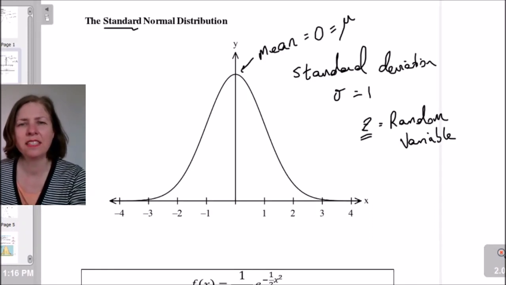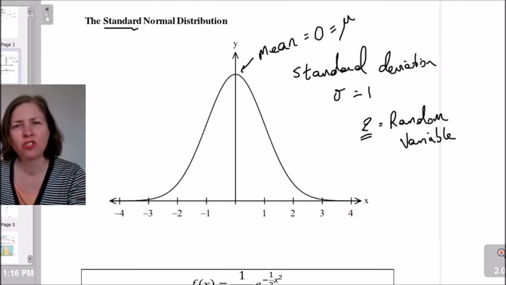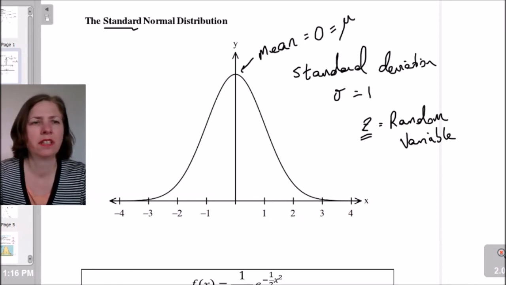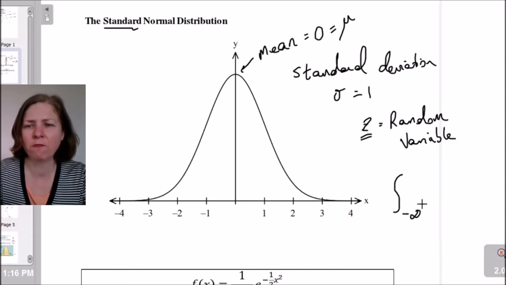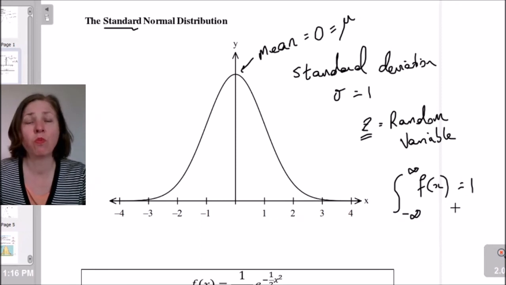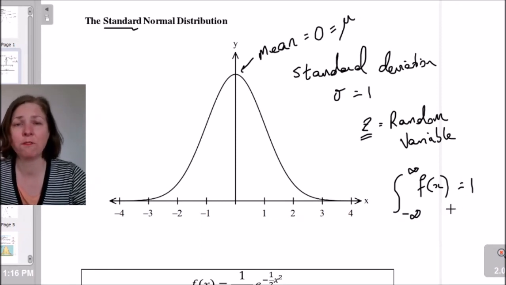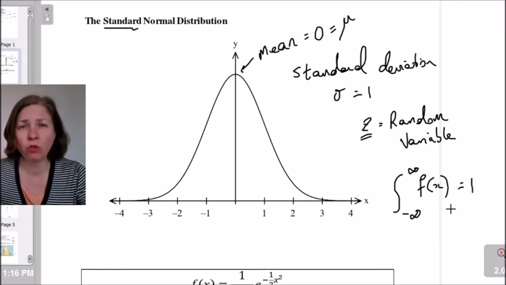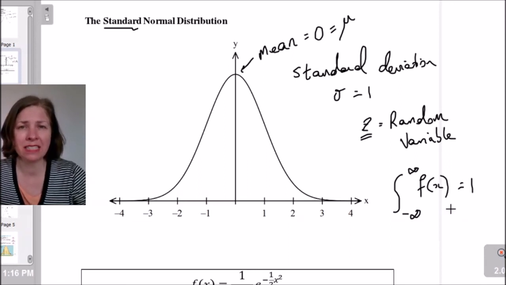Now, this distribution is a probability density function. So let's go back to what we know about a probability density function. We know that the area under the curve from negative infinity to infinity of f of x has to equal 1 for it to be a probability density function. Now, all normal curves are a probability density function.